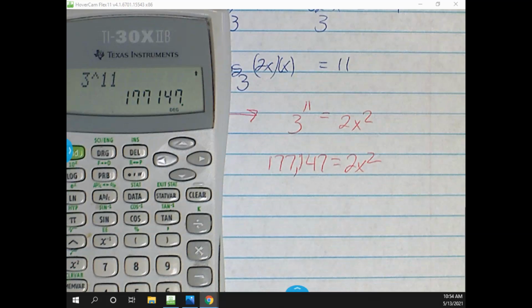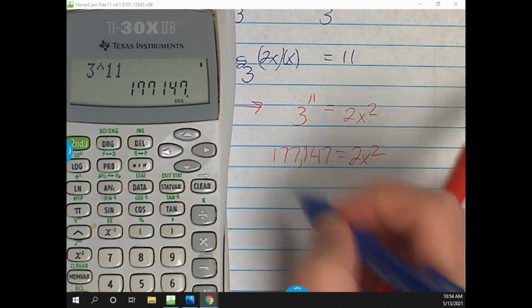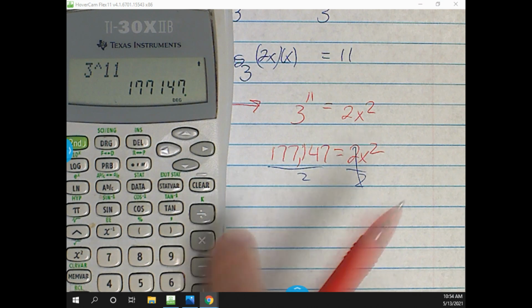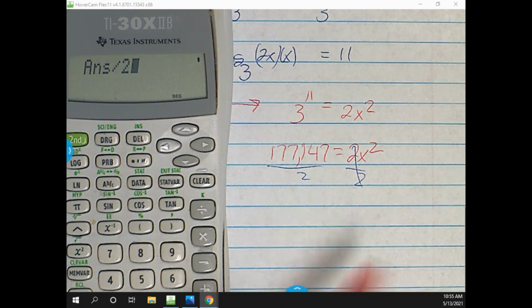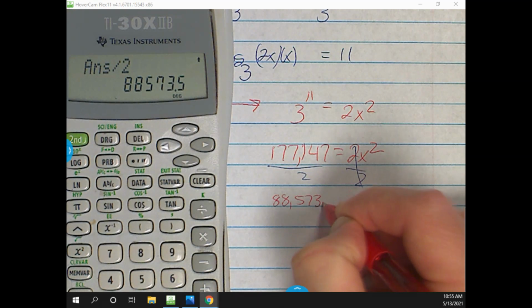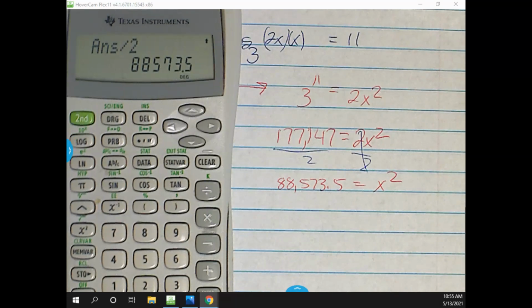All right, kind of a big number, but here's what we want to do, because this is the whole point of doing this one, that you've got calculators to help you out. If we're going to solve this equation, we've still got to get the x squared by itself, so we're going to divide both sides by 2 to cancel this one out. So just leave that number there and divide it by 2. That's 88,573. And that equals x squared.